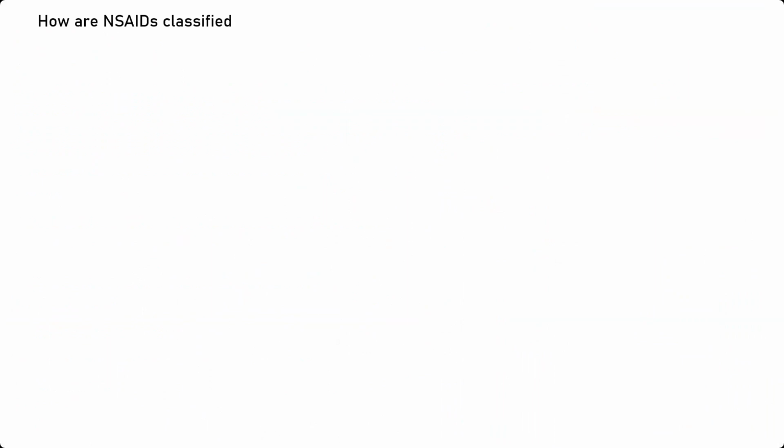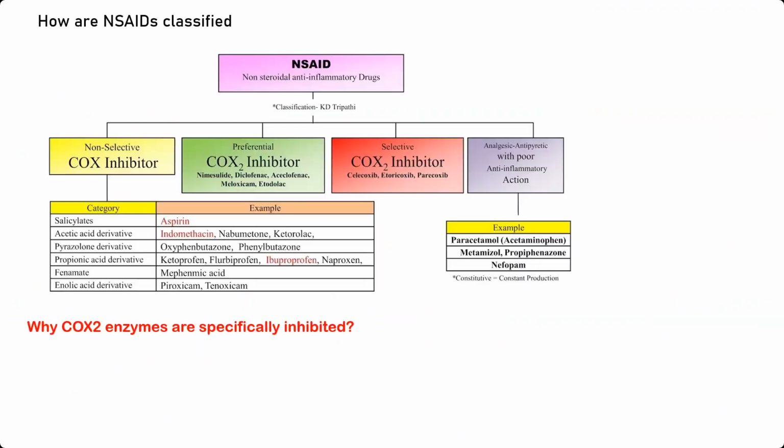How are NSAIDs classified? There are classifications of these drugs. So non-specific COX inhibitor and selective COX-2 inhibitor. Very good. So it is a classification by Tripathi where it can be non-selective COX inhibitor, preferential COX-2 inhibitor, selective COX-2 inhibitor, and analgesic and antipyretic with poor anti-inflammatory action. So your paracetamol, nefopam, all these things come under this category. Even though it is grouped under NSAID, they are strictly not NSAIDs.